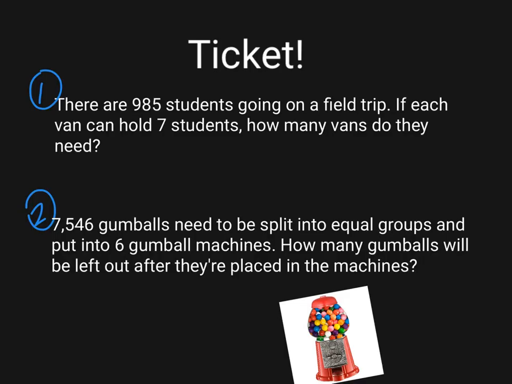Your turn to try it out, 4th graders. This first problem says there are 985 students going on a field trip. Ooh, field trip. If each van can hold 7 students, how many vans do they need? Next one. 7,546 gumballs need to be split into equal groups and put into 6 gumball machines. How many gumballs will be left out after they're placed in the machines? Ooh, so there might be some leftover gumballs. So interesting. Think about how the remainder is used in these 2 problems. Take your time. Good luck.